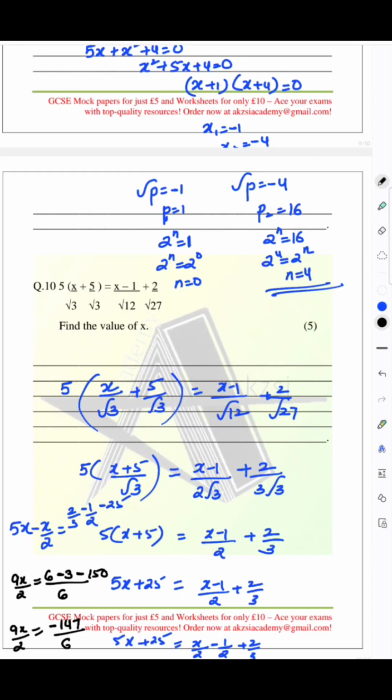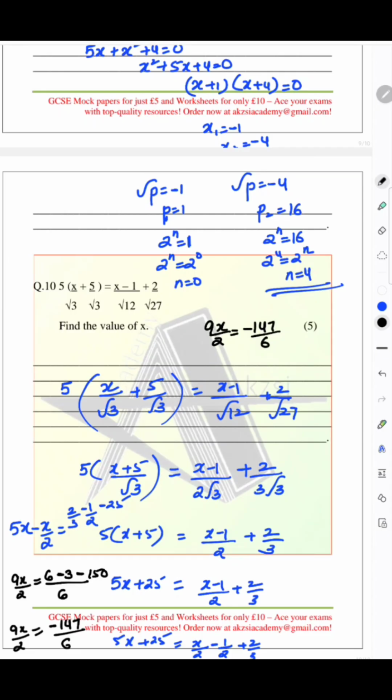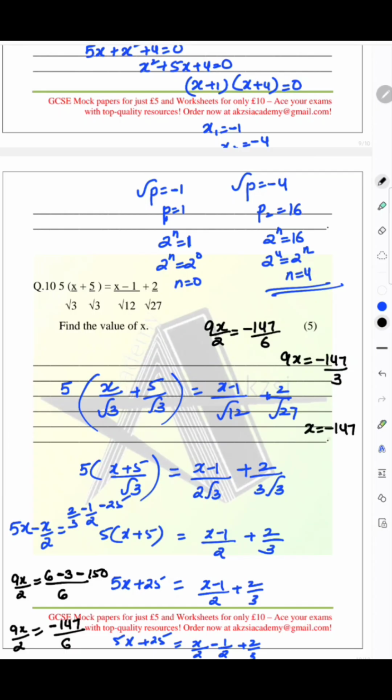Now 9x by 2 is equal to minus 147 by 6. Multiplying both sides by 2, I'll get 9x is equal to minus 147 over 3, and dividing both sides by 9, x is equal to minus 147 over 27. So this is your final value for x.